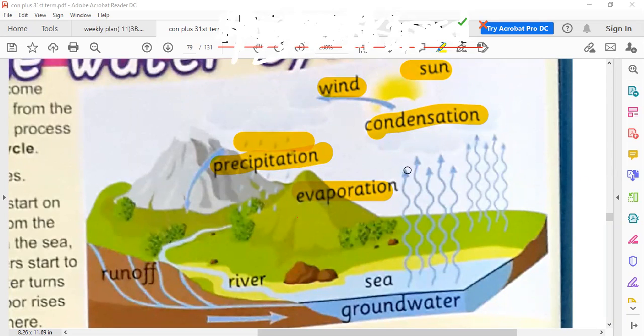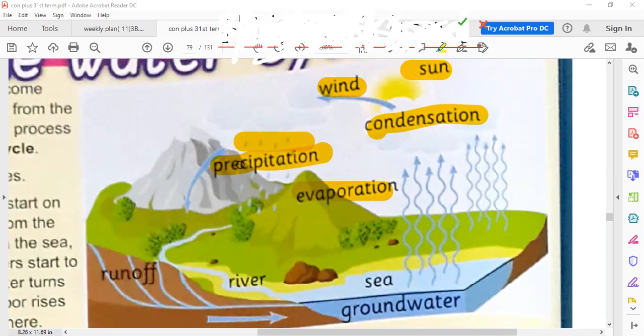After this, what happens? The wind does two things. The first thing, it cools the water. Cooling the water is called condensation. After condensation, what happens? The condensed water makes clouds. The wind pushes the clouds. When the wind pushes the clouds, it rains again, and this is called precipitation.